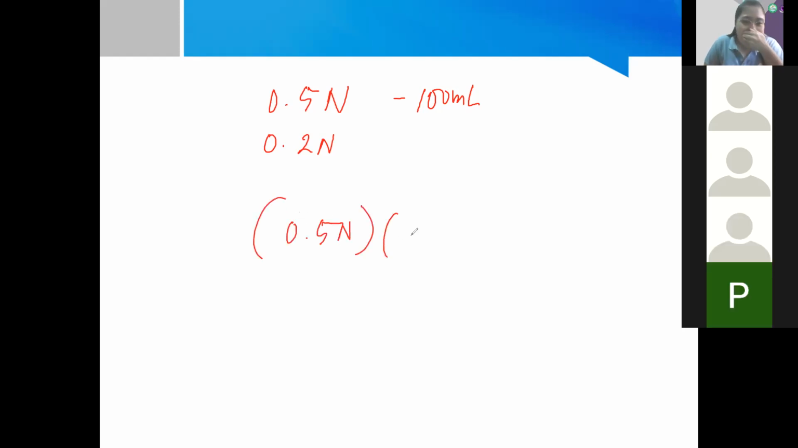Opo, ma'am. Ito dito akong originally gisulat 0.5 N, 100 ml, tapos 0.2 N, no? Ito akong isulat Yes, ma'am. 0.02. 0.02, ma'am. Ulit na to. This should be 0.2 N. 0.02 akong gisulat.